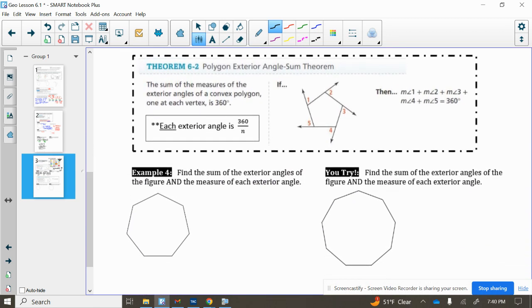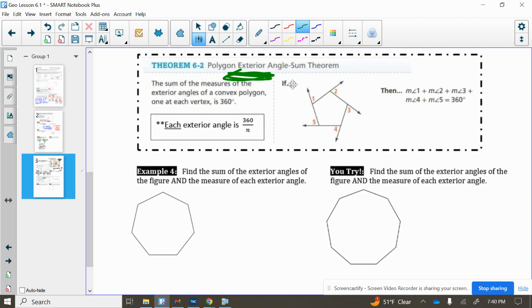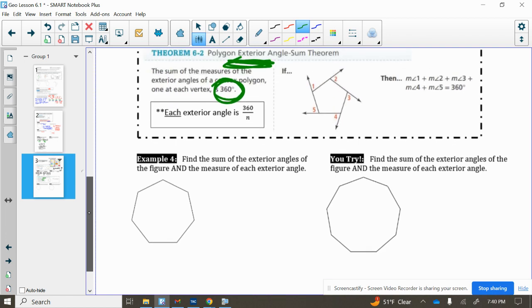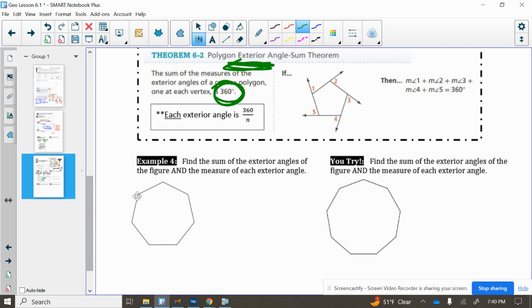All right, now we talked about the interior angles. We also want to talk about the exterior angles. Now, what's interesting about these exterior angles is that the sum is always going to measure 360 degrees for all polygons, no matter the number of sides. And then if we want each individual one in a regular polygon, you would take that total sum divided by the number of sides. So in example 4, for instance, we want to find the total sum and what each individual would be for this regular polygon.